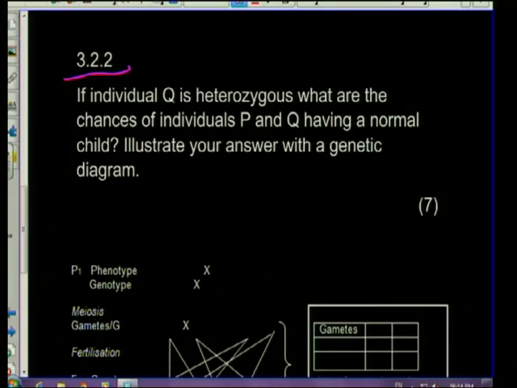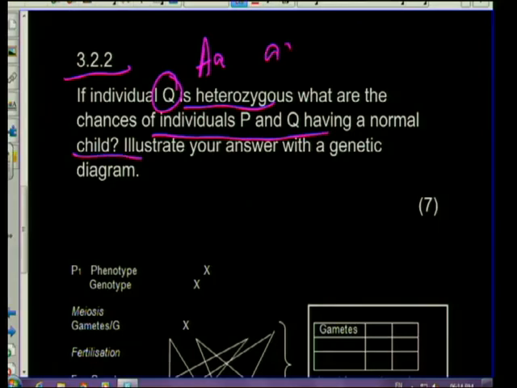And let's look at question 3.2.2 now. They're saying if individual Q is heterozygous, heterozygous would be capital A, small a there, right? And what are the chances of individual P and Q having a normal child? Now, P we know was albino. So that's the story there from our diagram.